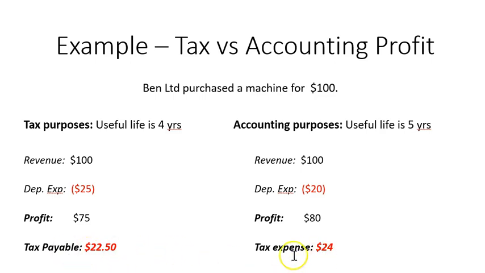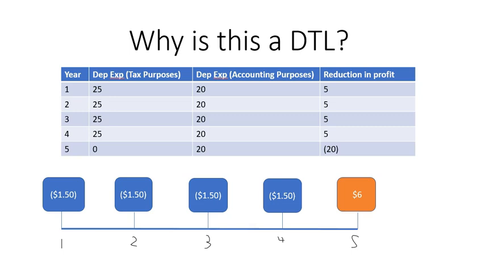And because of this scenario, it becomes a deferred tax liability. Now, I'm going to explain why. So you can see years 1 to 4, depreciation expense for tax purposes is $25 a year. For accounting purposes, it's $20 a year between years 1 to 4.